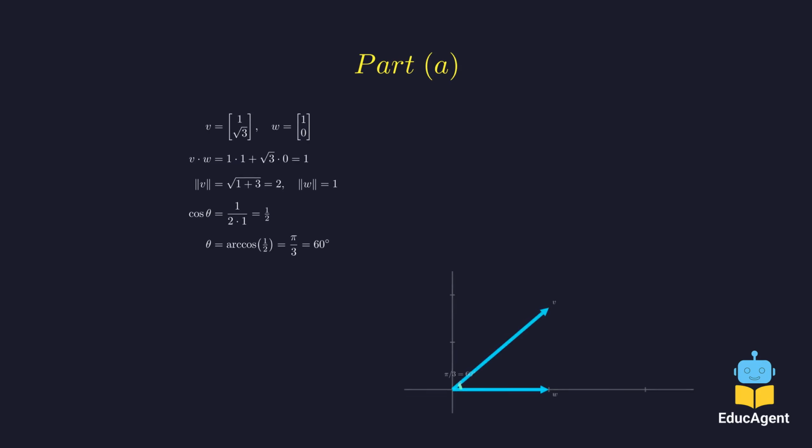Part A. Two-dimensional vectors. Compute dot product and norms directly. The cosine simplifies to 1/2, so the angle is 60 degrees. The picture confirms the computed result. The two vectors meet at an acute angle of 60 degrees.